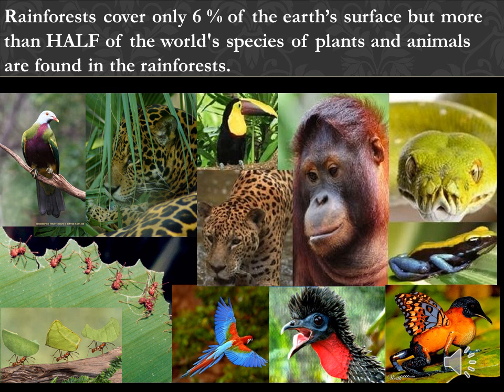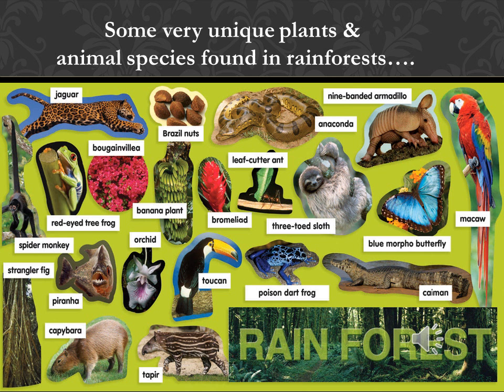Although the rainforest covers only 6% of the Earth's surface, more than half of the world's species of plants and animals are found in the rainforest. We have some very unusual species found here. Look at the picture. You can see the fruit dove, the woodcutter and the leafcutter ants. Isn't it interesting? Take a minute and have a look at the poster. You find some of the very unique plant, animal and bird species found in the rainforest.